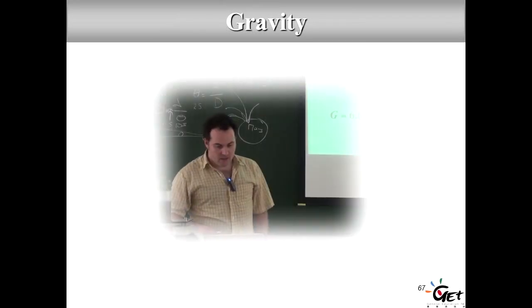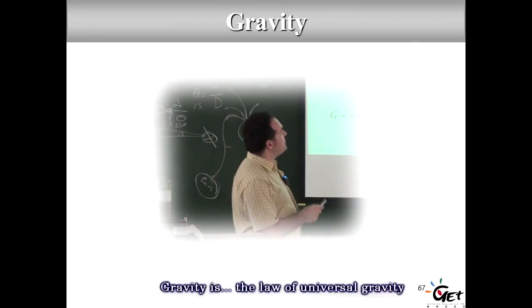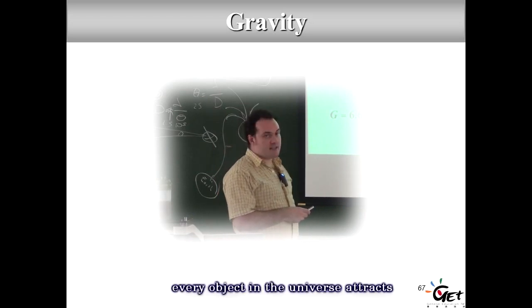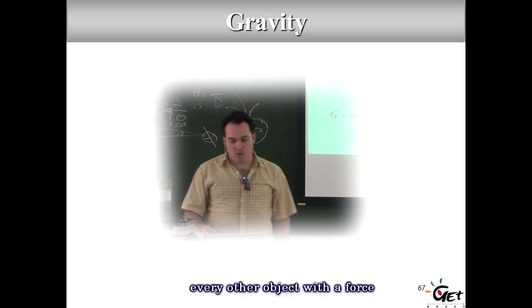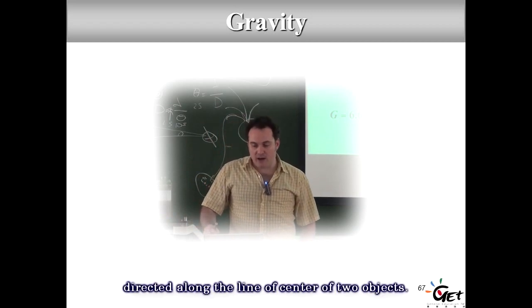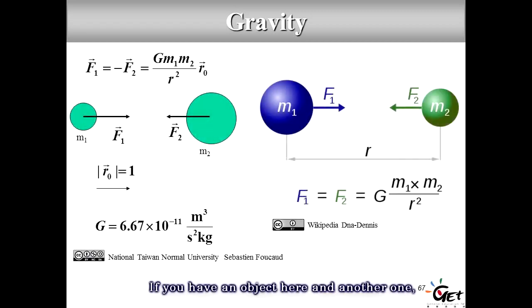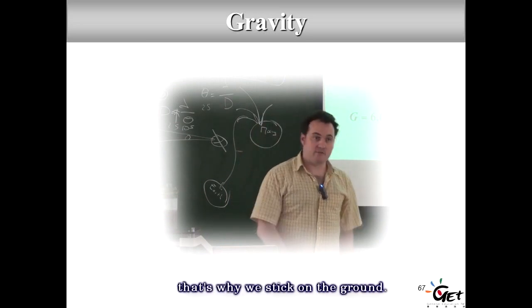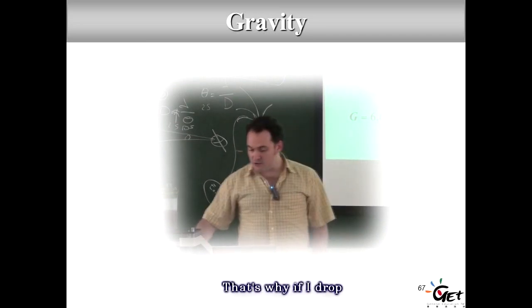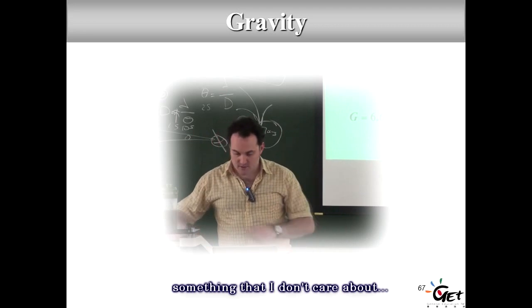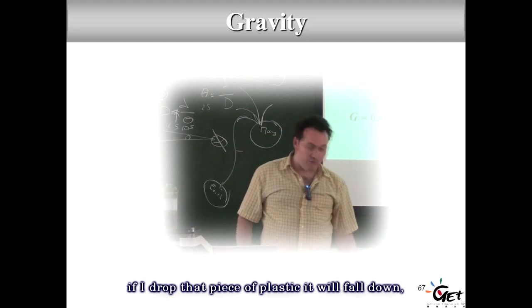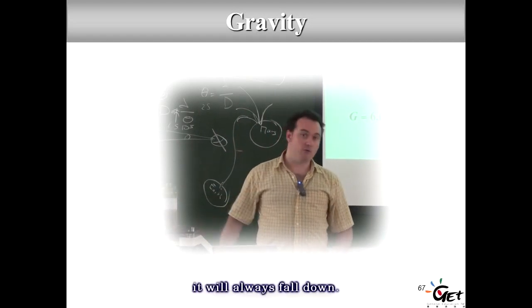So gravity. The law of universal gravity as stated by Newton is that every object in the universe attracts every other object with a force directed along the line of center of the two objects. And you have an object here and another one, and they attract each other. We are attracted by Earth, we all know that. That's why we stick on the ground. That's why if I drop something that I don't care about, because otherwise it will break, if I drop that piece of plastic, it will fall down. And you can do it for everything, it will always fall down.